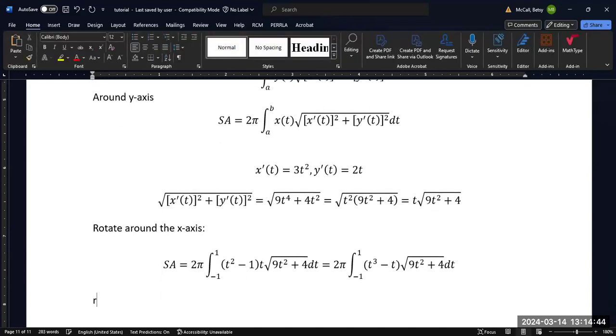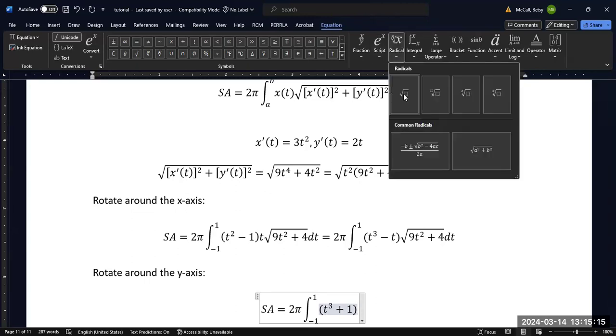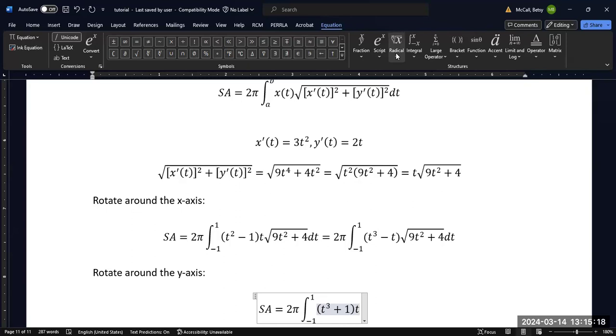If we wanted to rotate around the y-axis, then our integral will become 2 pi from -1 to 1. And then our x function is going to go out front, and that was t cubed plus 1. And then our radical, our arc length piece, t times the square root of 9t squared plus 4.